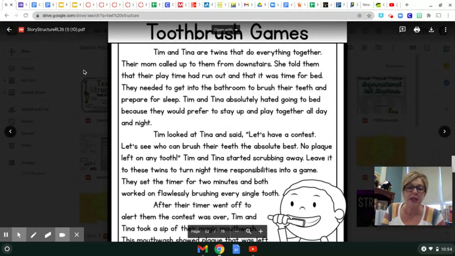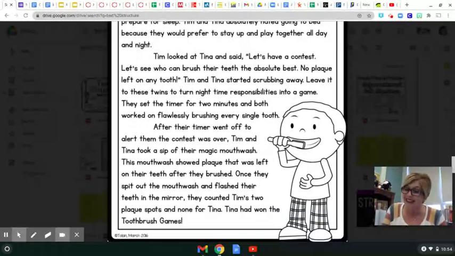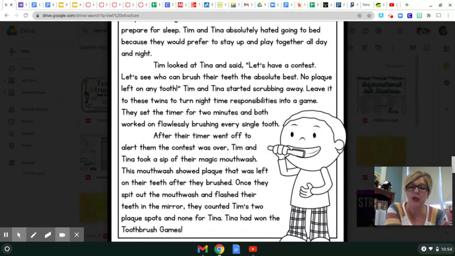Toothbrush Games. Tim and Tina are twins that do everything together. Their mom called up to them from downstairs. She told them that their playtime had run out and that it was time for bed. They needed to get into the bathroom to brush their teeth and prepare for sleep. Tim and Tina absolutely hated going to bed because they would prefer to stay up and play together all day and night. Tim looked at Tina and said, "Let's have a contest. Let's see who can brush their teeth the absolute best. No plaque left on any tooth."